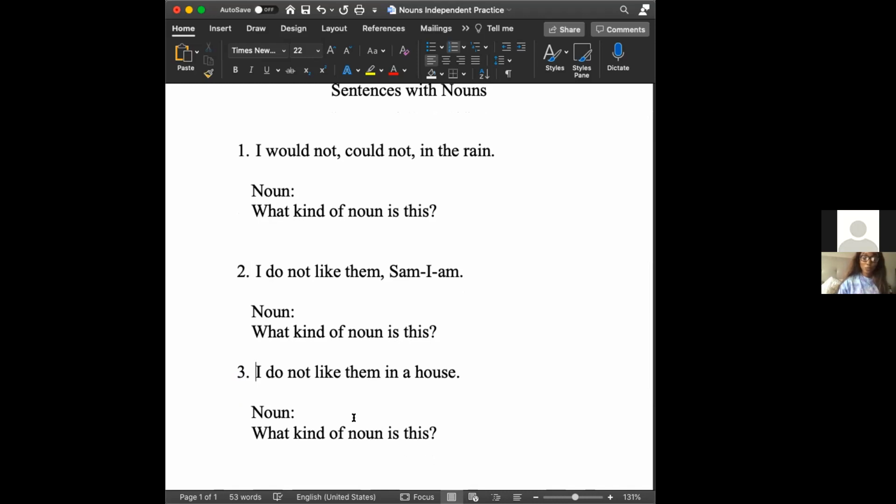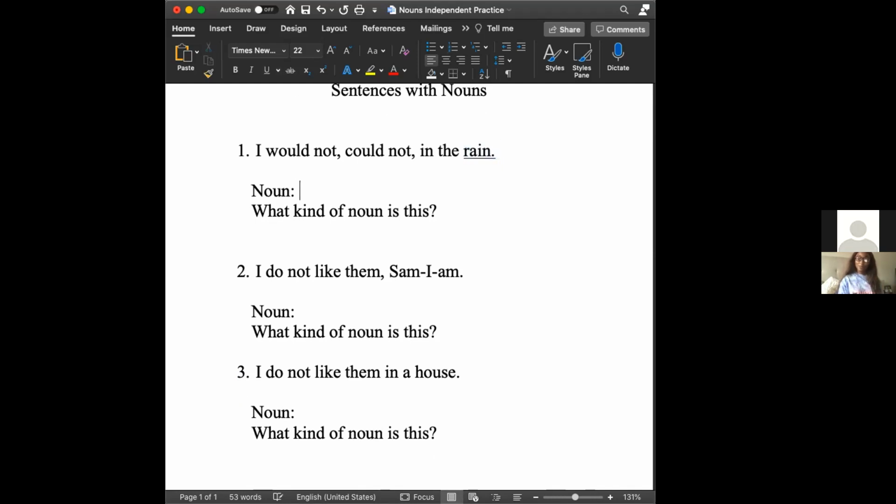So what I want you to do in each sentence, you're going to read the sentence and then underline the noun. Once you underline the noun in the sentence, I want you to write the noun that you underlined and then tell us which kind of noun it was. So let's do the first one together. I would not, could not in the rain. Which one is our noun? Which word should we underline? That's right, we're going to underline the word rain. Everybody underline the word rain.